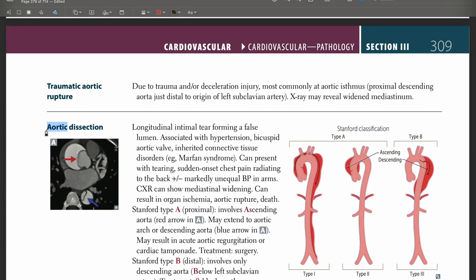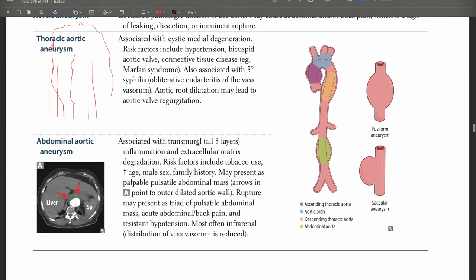Actually, I'm talking about dissection, aren't I? I'm not talking about aneurysm. Never mind. Okay. So ignore that.